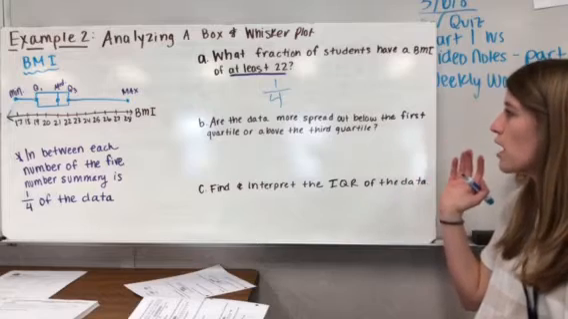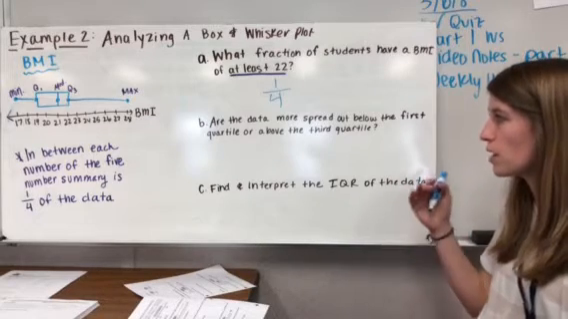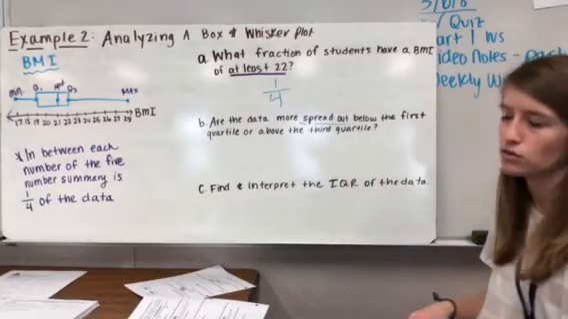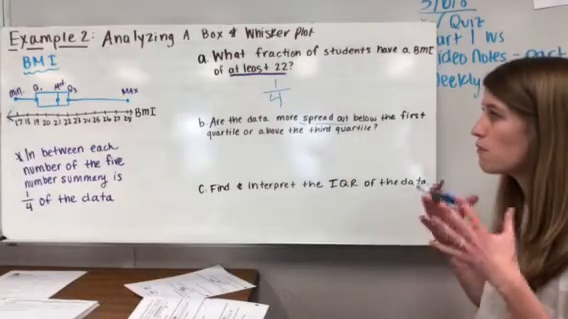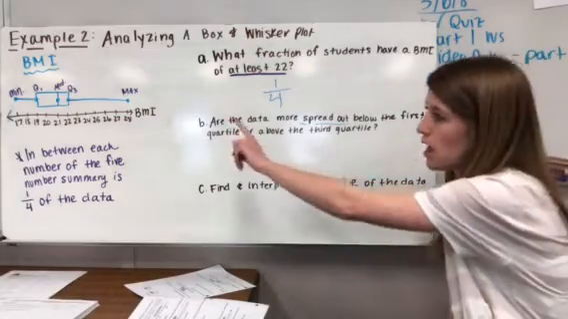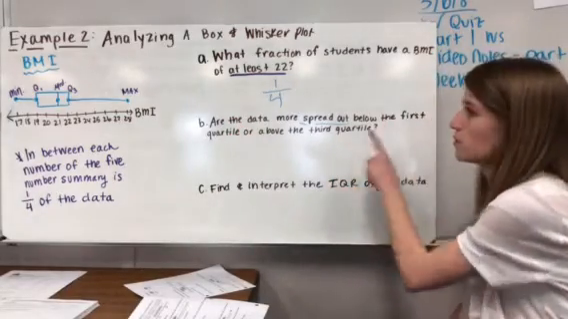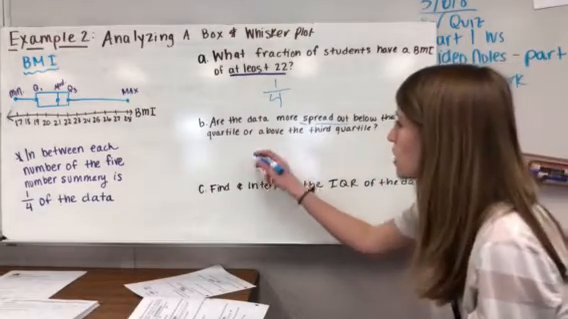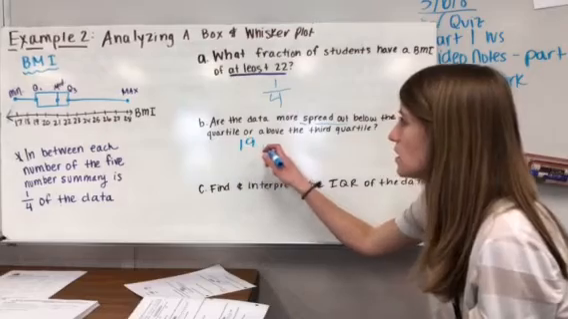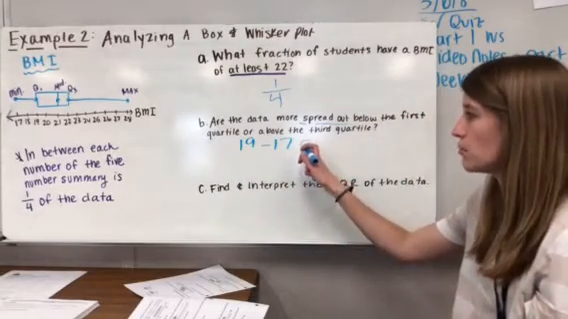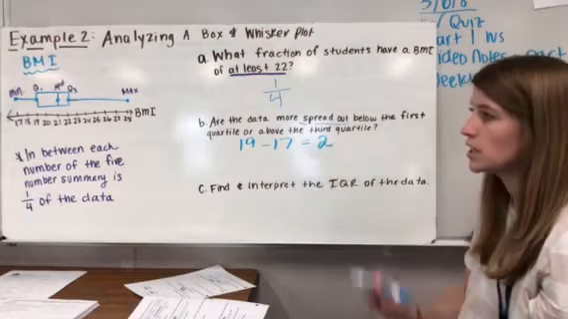Are the data more spread out below the 1st quartile or above the 3rd quartile? Spread out is another way we talk about the range. How far apart are the values? So let's first talk about how far apart we are below the 1st quartile, from quartile 1 to the minimum. Quartile 1 is 19. The minimum is 17. The range of those two numbers, biggest minus smallest, is 2.